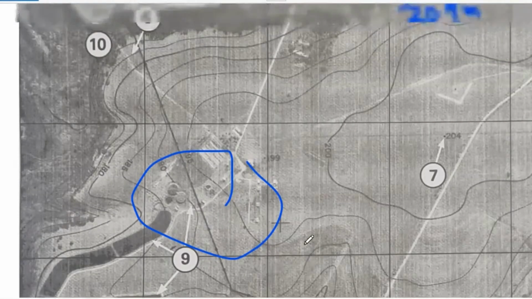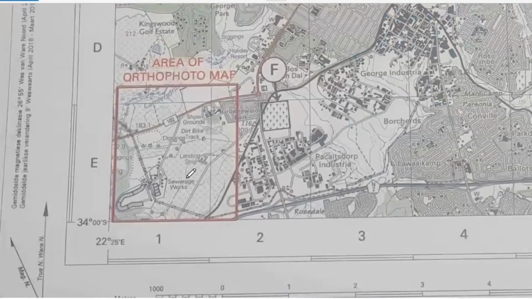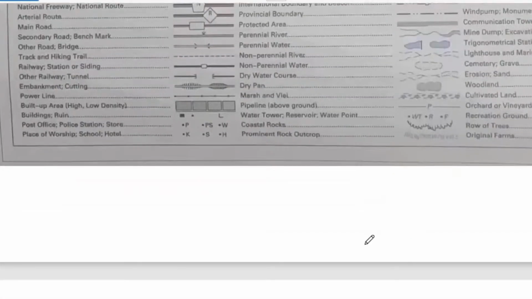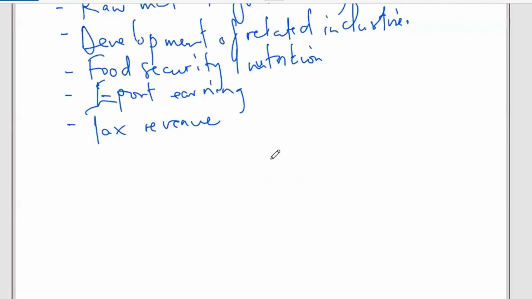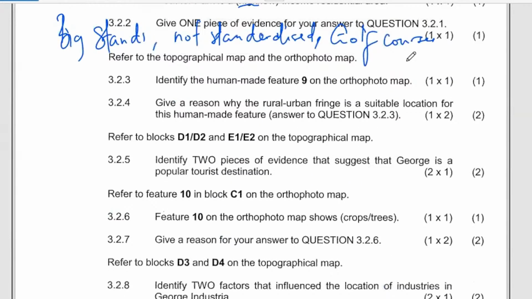If you check there and relate it to the topographic map, we are seeing that our mapped area is here and roughly somewhere here. So if we are checking on that, we are saying that is a sewage works. That is a sewage works. Right, so our human-made feature here, we can safely conclude that it's a sewage works. Then give a reason why the rural-urban fringe is suitable.